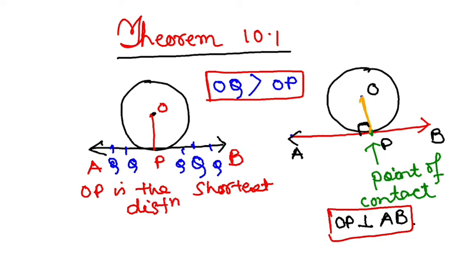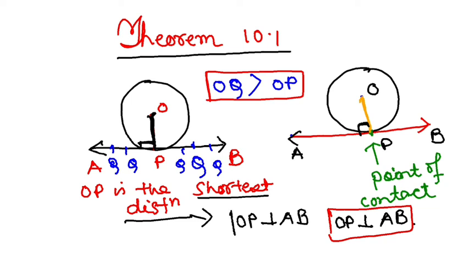and we all know that shortest distance is the perpendicular distance, right? That means the OP, because it is the shortest distance, is also the perpendicular distance. That means I can derive from here OP is perpendicular upon AB. Alright, so this is the theorem 10.1. You can go through the proof of the theorem from your textbook.